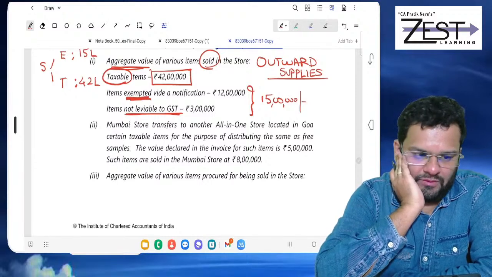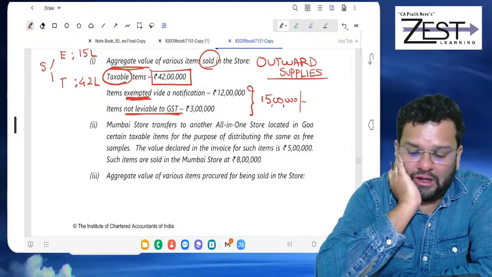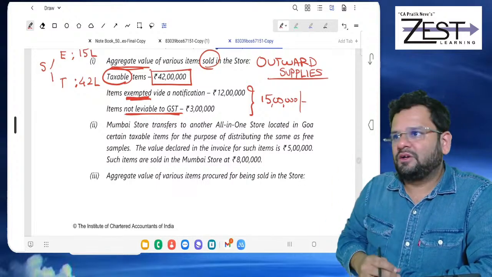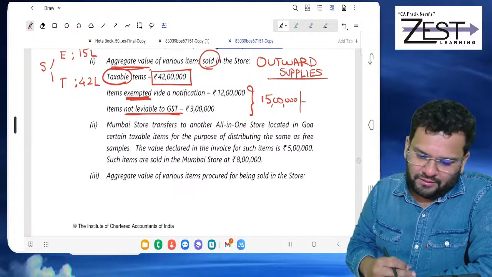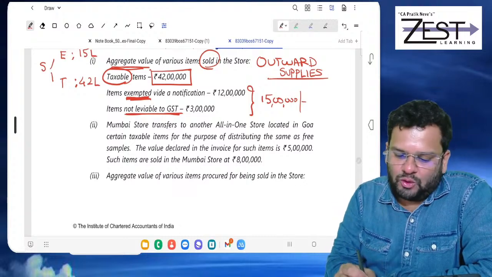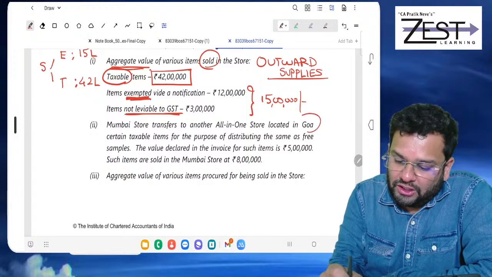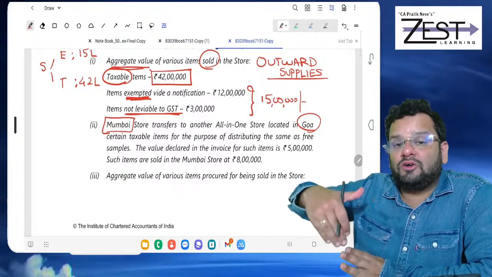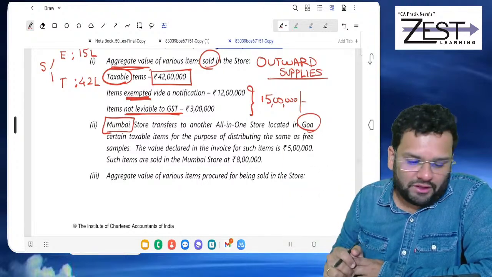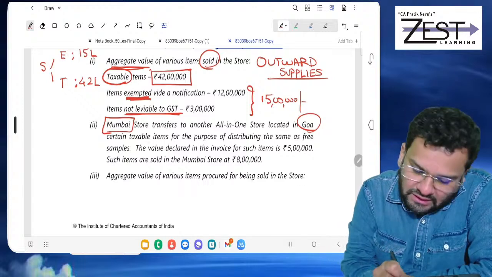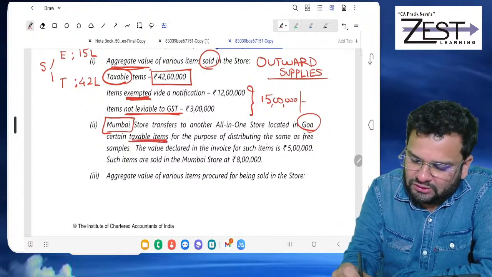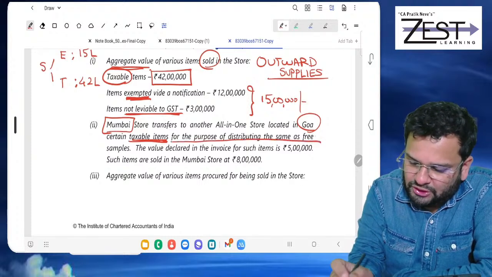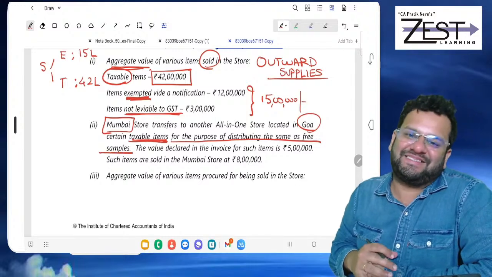Yes. Going ahead, Mumbai store transfers to another. See, so much knowledge you have to use in every question. You will just love it when we do big questions. Mumbai store transfers to another All-in-One Store located in Goa. So from the Mumbai store, we are transferring goods to another branch in Goa. Certain taxable items for the purpose of distributing the same as free samples.